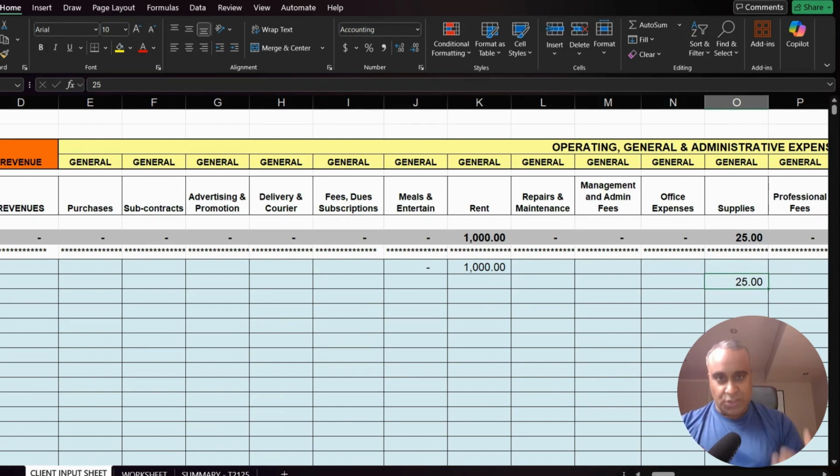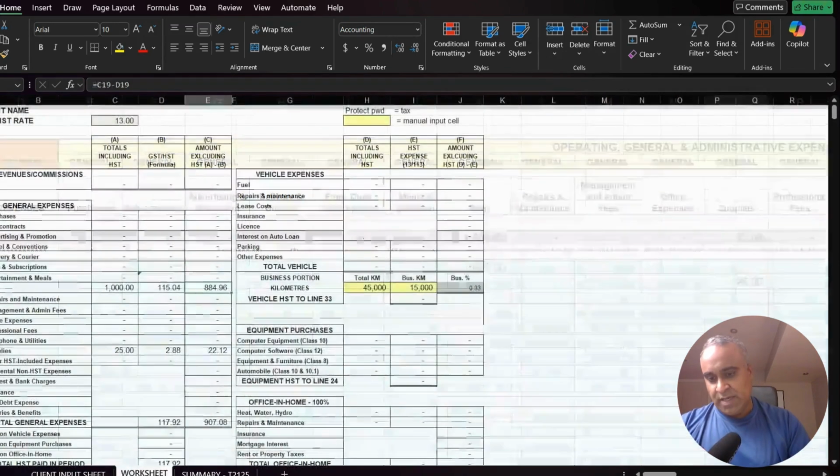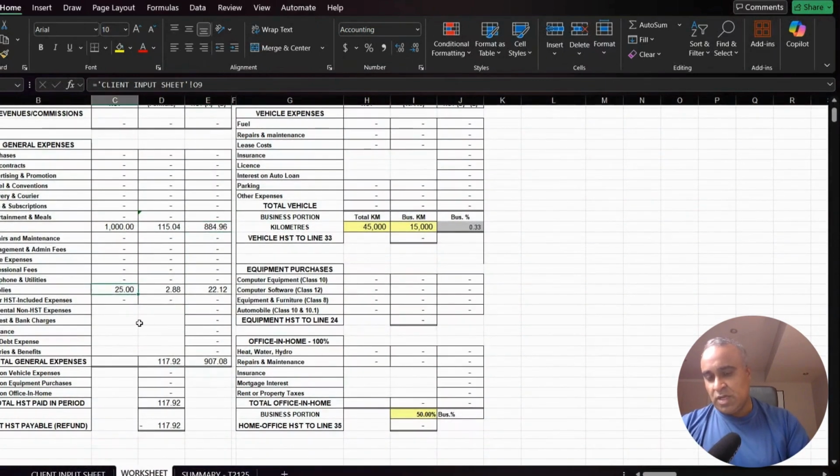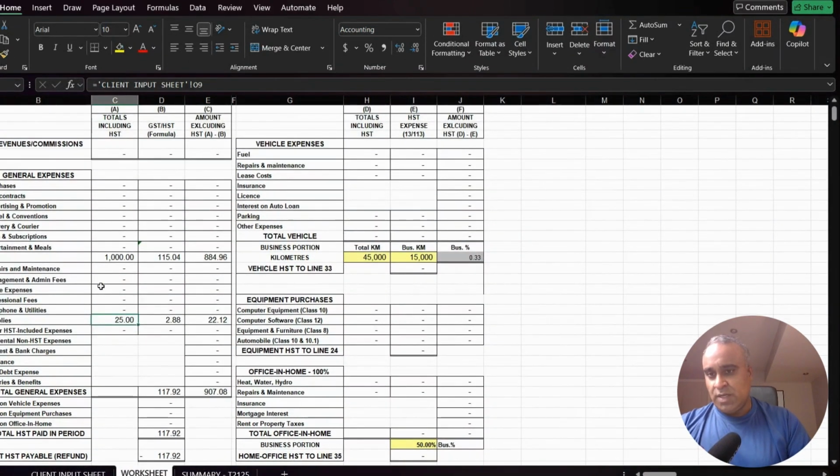Again, that's including HST. I want to hammer down that point. Include the HST. Put the total, because on this tab, it gives you the total including HST, and then it actually backs it out for you. Again, you don't need to worry about this tab, but I'm just showing you how it flows through.